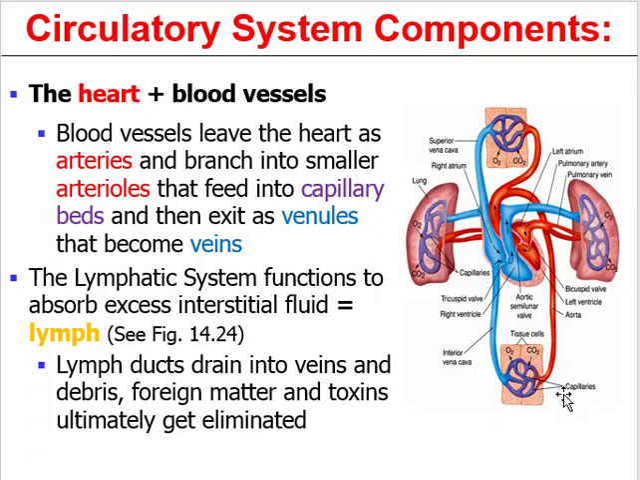So the lymph ducts can help process debris, bacteria. White blood cells will get in there and attack foreign invaders and things like that, keeping your system sterile. The lymph ducts are going to drain into veins, and that processed debris can then be put back into circulation so that the kidneys and the liver can get rid of it.